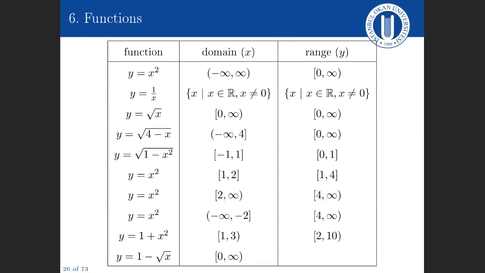And the final one, y is equal to 1 minus the square root of x, where x is between 0 and infinity. If we choose x is 0, we get 1 minus 0, which is 1. If I chose x incredibly large, infinity, or some arbitrary large number, then we would get a negative arbitrary large number, or minus infinity.